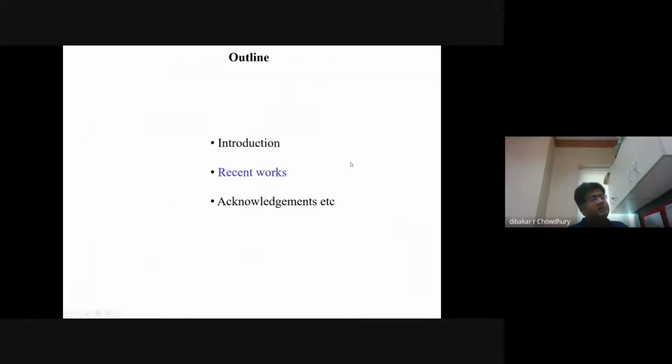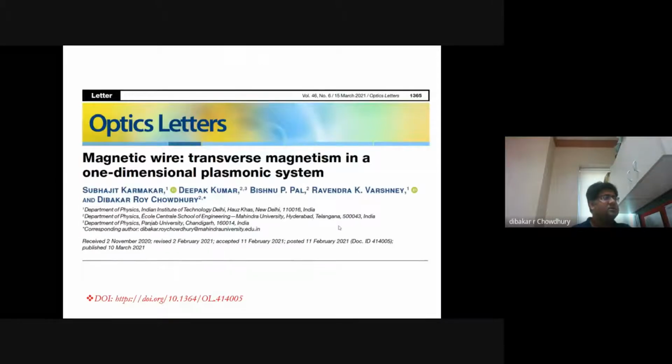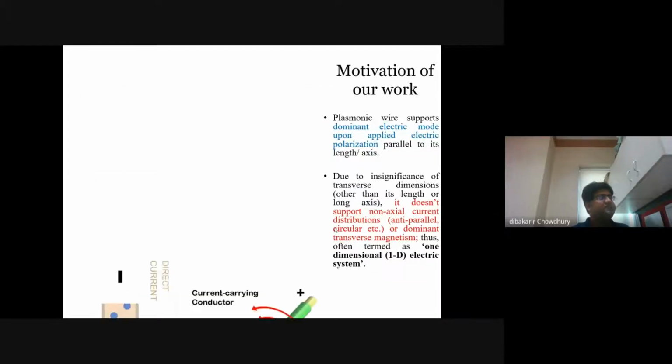Moving ahead with this background, I will now discuss some of the recent research problems that we have pursued in the last 1-2 years. Of course, we cannot present all our works, but I have taken 2-3 signature problems that I will describe. At the beginning of this year, we published this paper, Magnetic Wire: Transverse Magnetism in a One-Dimensional Plasmonic System, in Optics Letters. Let me explain this work.